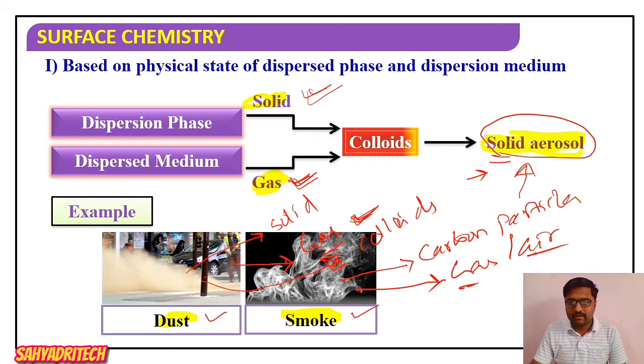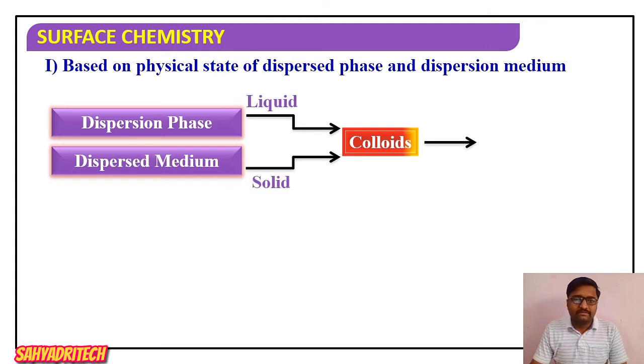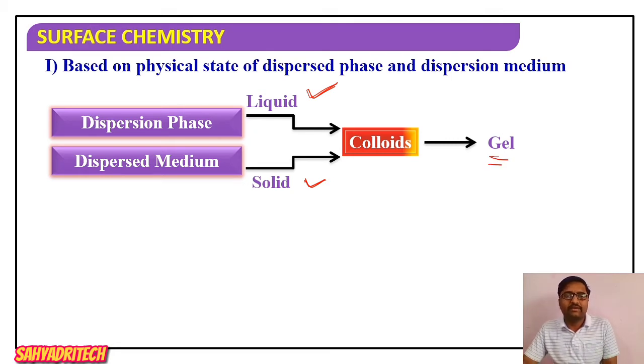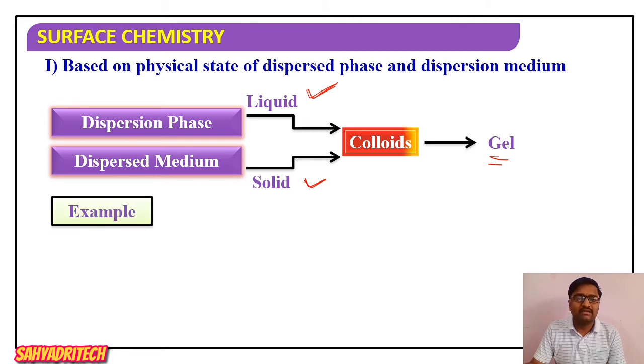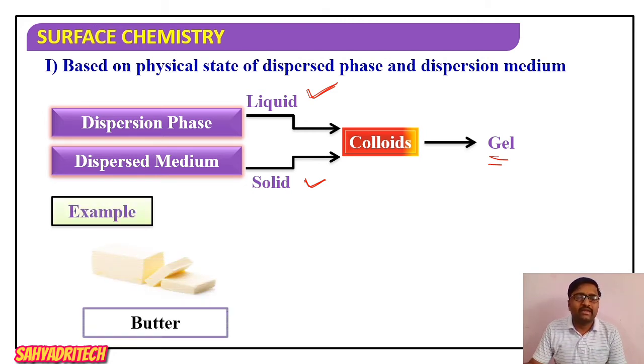Okay. Well, coming to the next one, if dispersed phase is liquid and dispersion medium is solid, then it is called gel. What do we call it now? Gel. If dispersed phase is liquid and dispersion medium is solid, then the resultant colloidal system is called gel. An example for gel, say butter is a well-known example. Here dispersed phase is liquid and dispersion medium is solid.